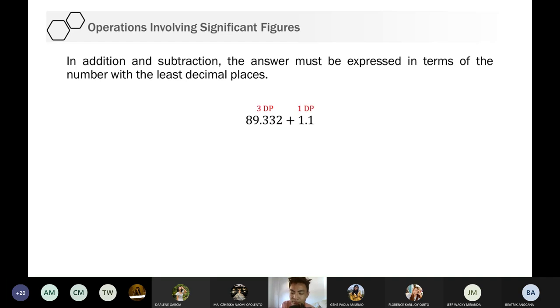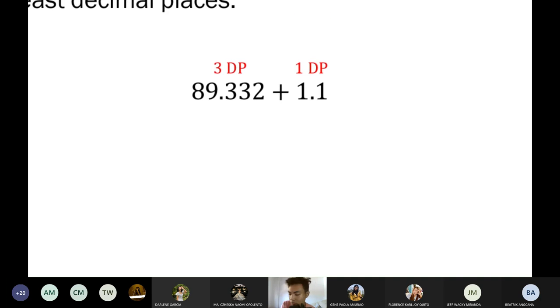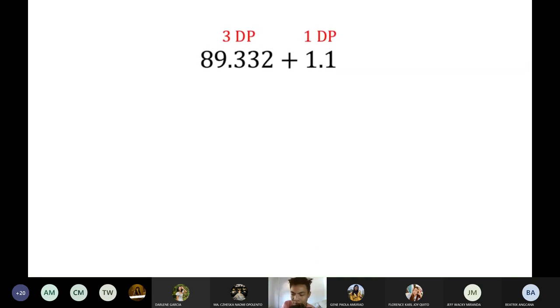Okay, so let's have these two numbers. So how do we count the decimal places ulit? So in order for us to count the decimal place, you just check how many digits are there at the right side of your decimal point. So for this number, we have three digits written at the right side of your decimal point. So that means I have three decimal places for this number. For the other one, I have only one digit written at the right side of my number.